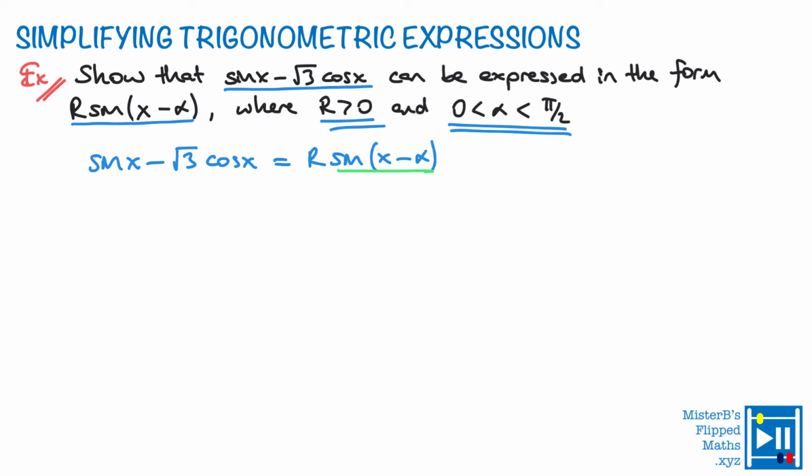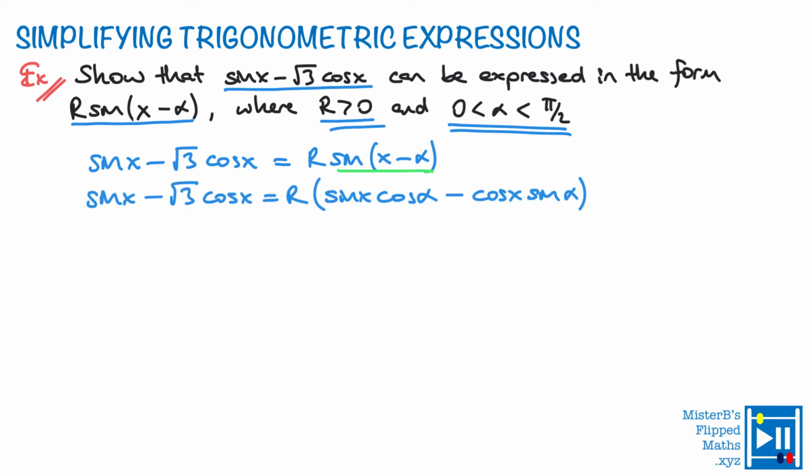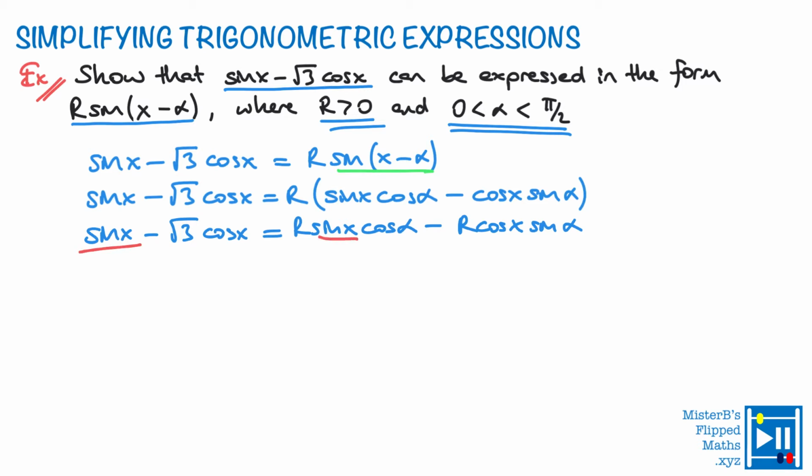So it's going to be like this. Now I'm going to expand the brackets and I'll have r times sine x cosine alpha minus r times cosine x sine alpha on the right hand side. At this point, I am going to match these expressions. Sine x appears in here, so these two expressions altogether must be equal. And here there's cosine x and here there's cosine x, so these two expressions must be equal. So I'm going to write these as separate equations.